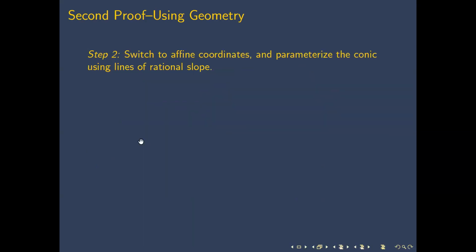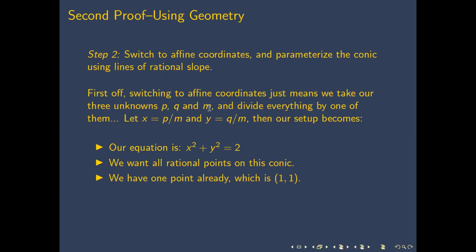Well, the first thing we do is switch to affine coordinates, which all that means is we're going to divide everything by one of the variables. So we did have p squared plus q squared is 2m squared. If we divide everything by m squared, then if x is p over m and y is q over m, we just get x squared plus y squared is 2. So we've gotten rid of one of the variables by dividing by it. And what that does is switch our problem from an integer solution problem to one where we want the rational solutions. And again, our one point in integers gives us a rational point.